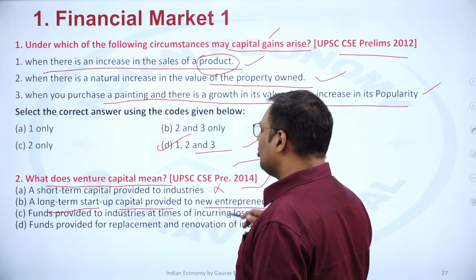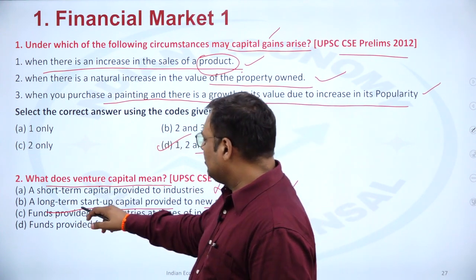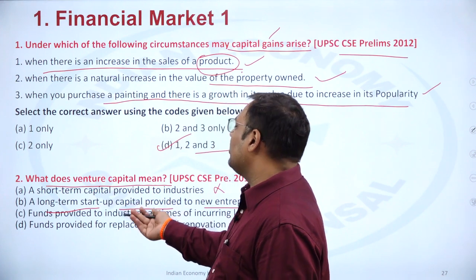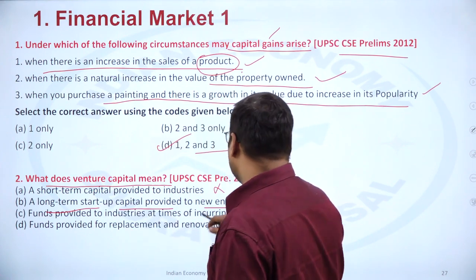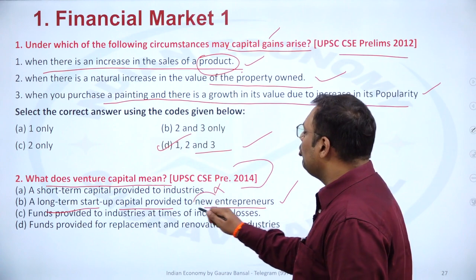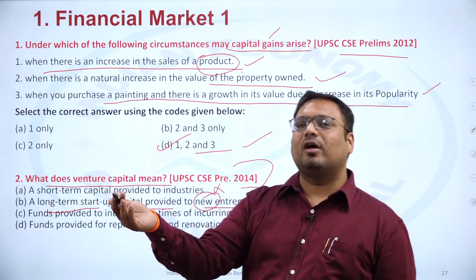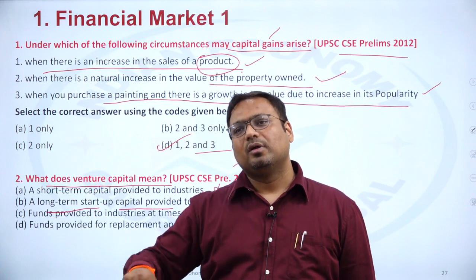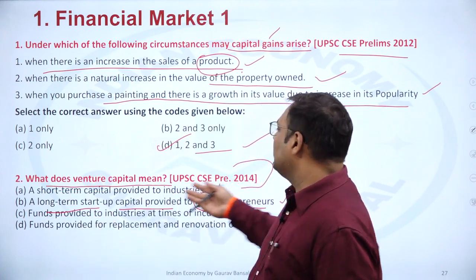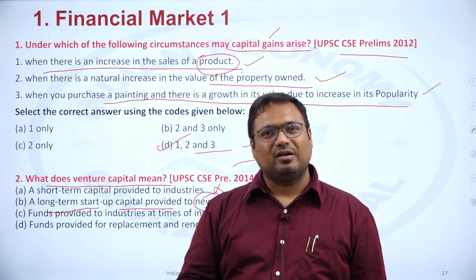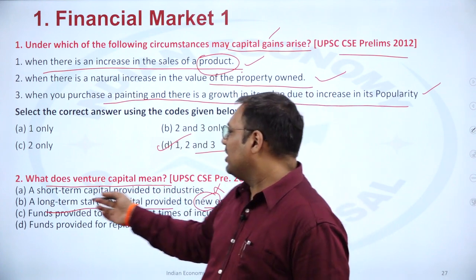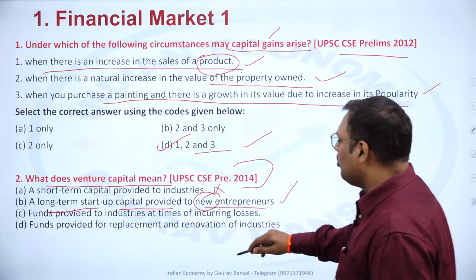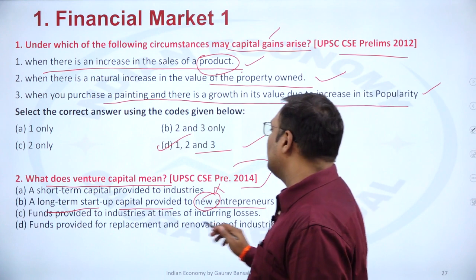Okay, let us look at the other statements also. Yes, it is long term, but it is not always startup. Even if we accept startup, it is not always provided to a new entrepreneur. It can be given to an old entrepreneur. Mukesh Ambani starts a new company, a startup. He can very well raise money through venture capital on that. So these are not strict conditions. But still, if you look at the other options, they are so wrong that this is still correct.